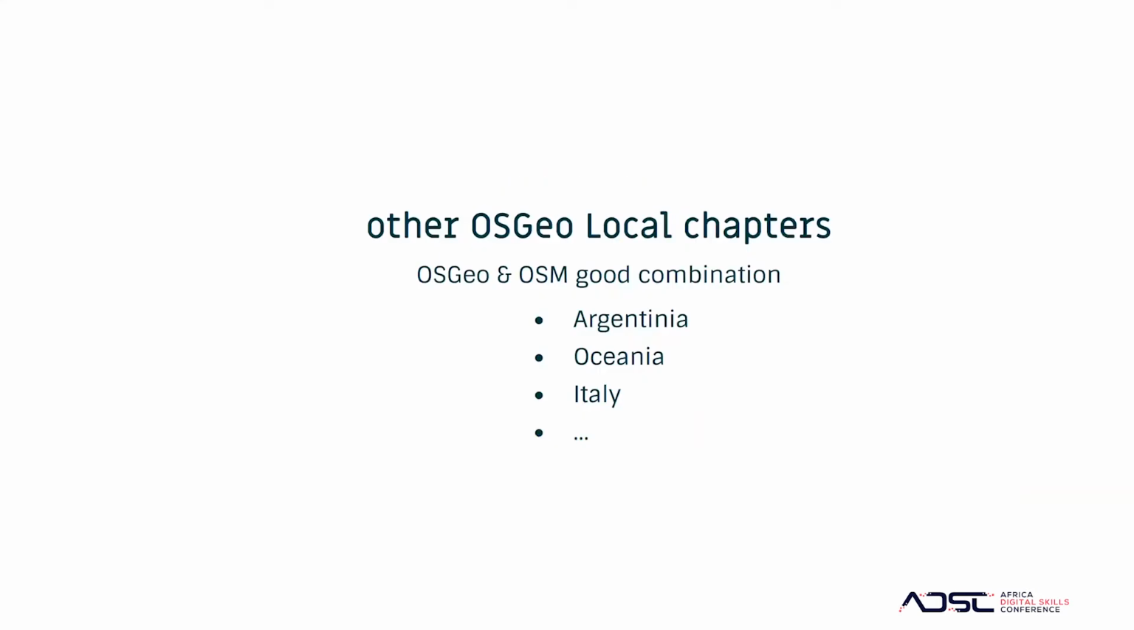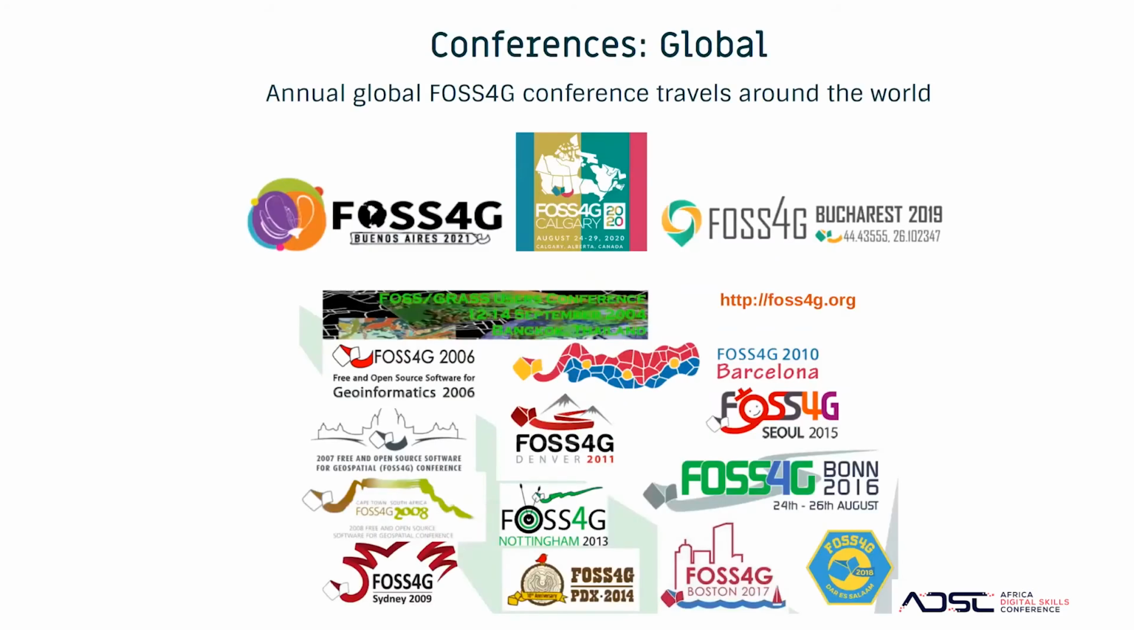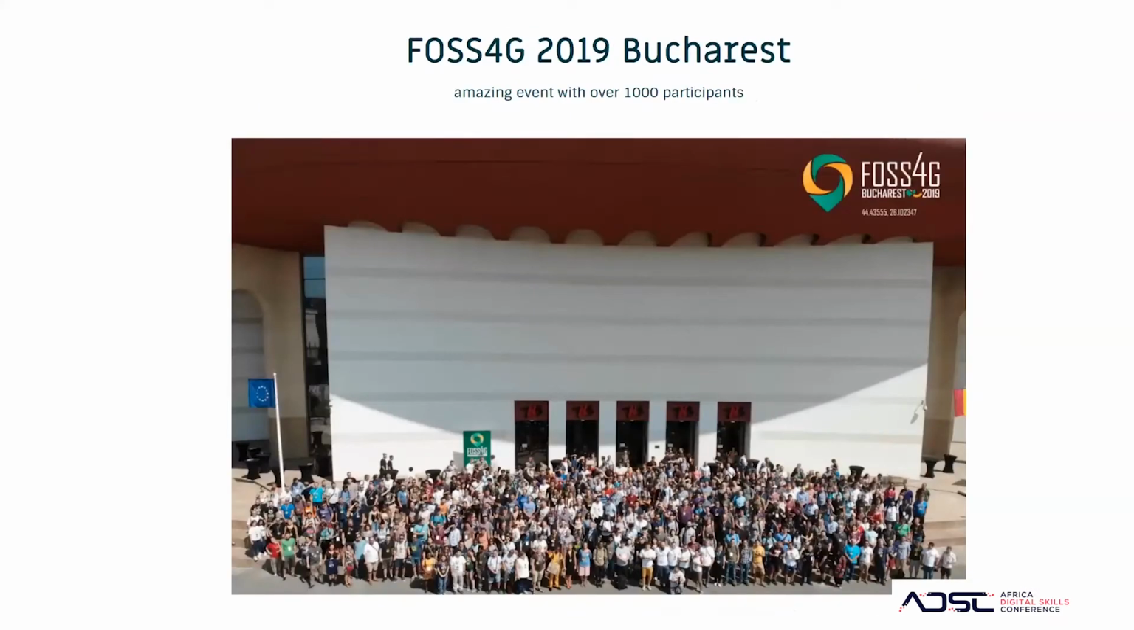Around the world, annually, there is this conference called FOSS4G. It's more than a conference. It's a lot of stuff happening within. This year it was in Buenos Aires, Argentina. It was supposed to be physical, but it was online. And last year, 2020, it was supposed to be in Calgary, but it was also online due to conditions. The last physical meeting, which welcomed almost 1,000 participants, was in Bucharest, Romania.